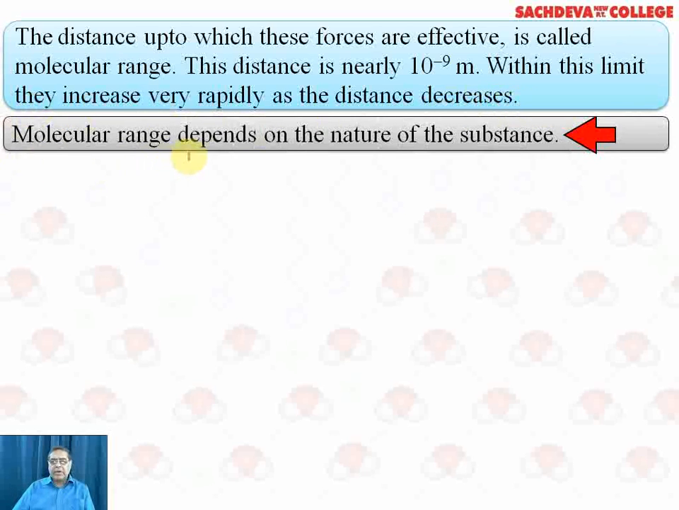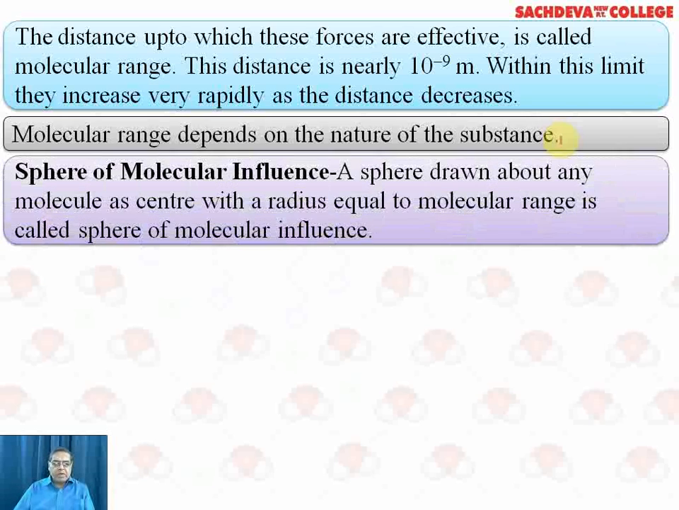The molecular range depends on the nature of substance. Nature of substance means whether the container is glass and it is containing water, or the container is glass and it is containing mercury, or the container is glass and it is containing kerosene oil. So this is the meaning of the nature of substance. So molecular range depends upon the nature of substance.